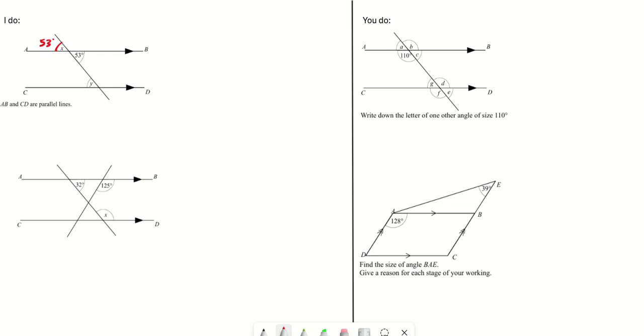Now we need to find Y, and we use this rule. So we're using this line here, and this line here. Now we create a letter that looks a little bit like a Z. What it means is this angle in here and this angle in here are also equal. So Y also equals 53, and this rule is because they're alternate angles.